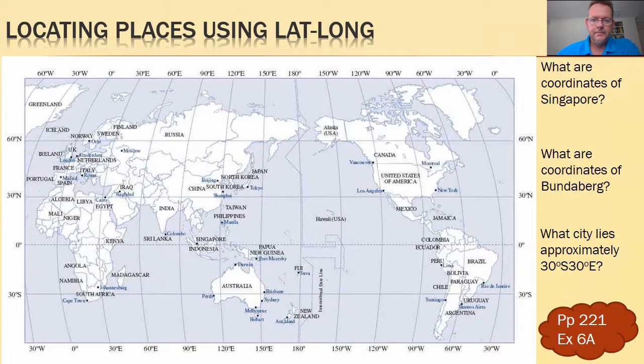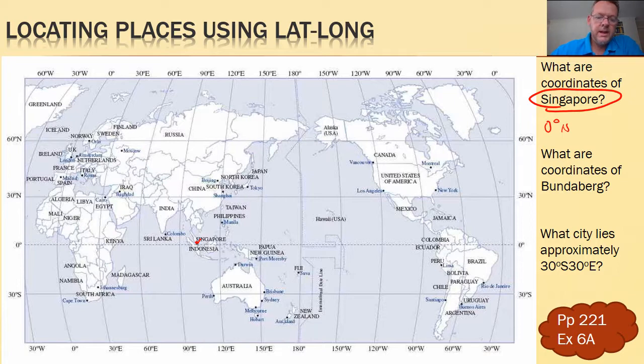So we have a look at a map here. Let's have a look at a few examples. So let's locate ourselves a few cities, and then I'll get you to have a go at some yourself. So what are the coordinates of Singapore? First of all, let's locate where Singapore is. That looks to be that dot there. Now Singapore's directly on the equator. So that means it's 0 degrees north or south. You don't really need to write the north or south there, but I've written it just to help remind us that we're talking about the latitude lines.